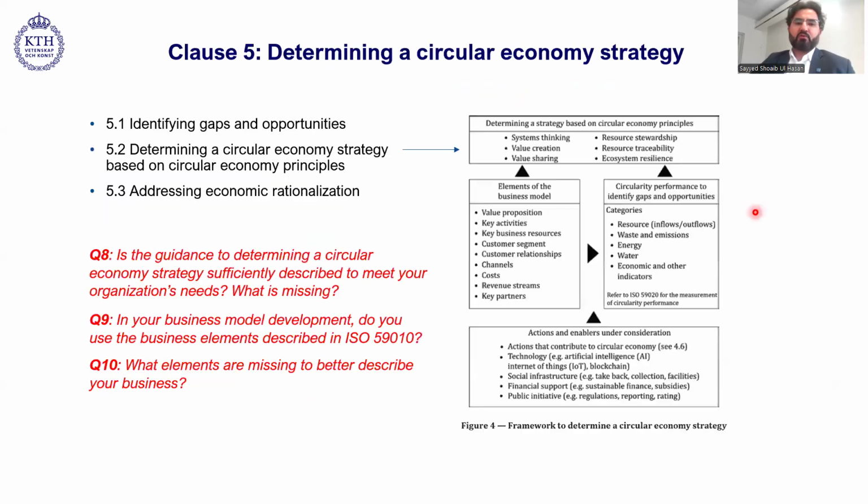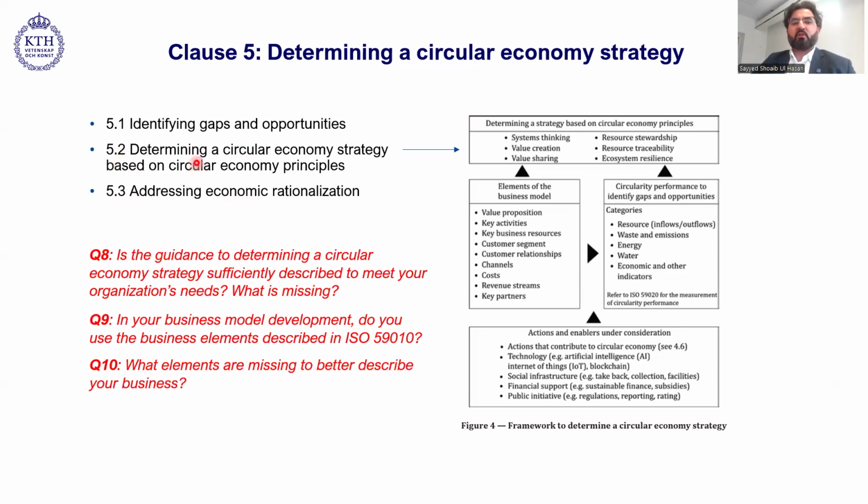And then moving to the next clause 5, which in its current form is really problematic, at least in our opinion. Why is it problematic? Because the heading of this clause is determining a circular economy strategy. And if you see, it has 3 subclauses. Subclause 1 is identify gaps and opportunities. Then subclause 2 is again determining a circular economy strategy based on circular economy principles. This is basically the same as the main clause. So there is not much difference between the main clause and the subclause. And then the third subclause is addressing economic rationalization.